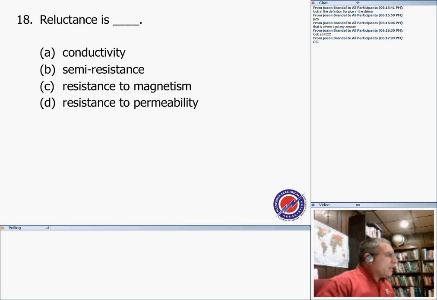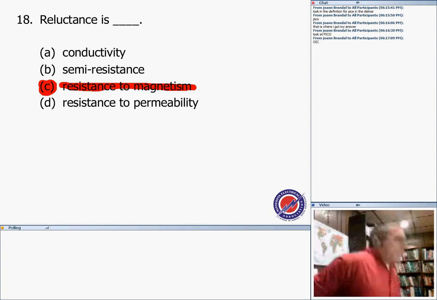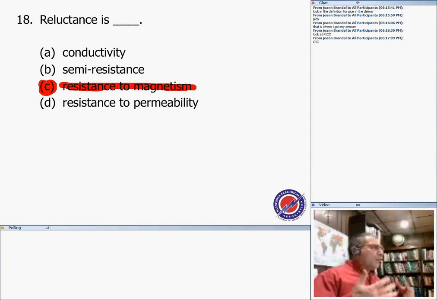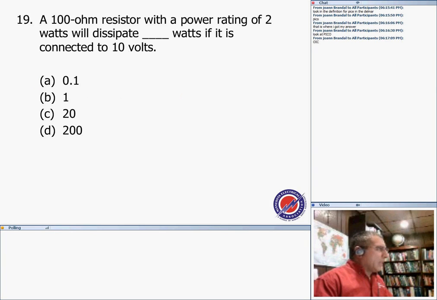Reluctance, in terms of magnetism, is resistance to magnetism. So if the material is reluctant, it means it doesn't allow you to get it magnetized. It doesn't allow you to magnetize the material. It's called resistance to magnetism. Reluctance.